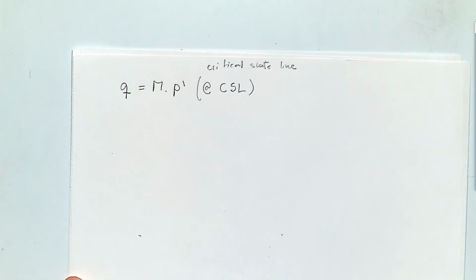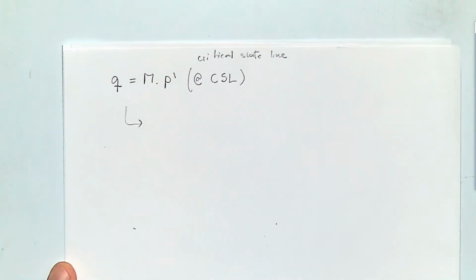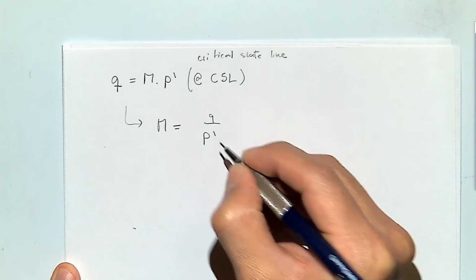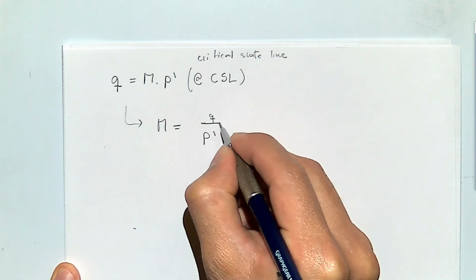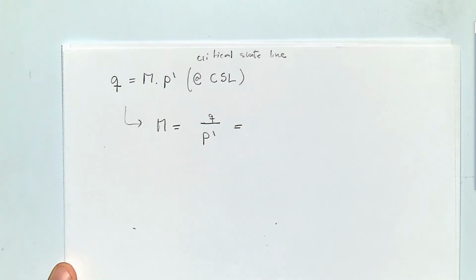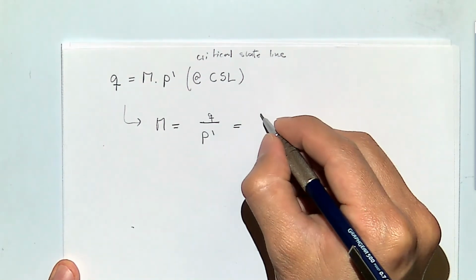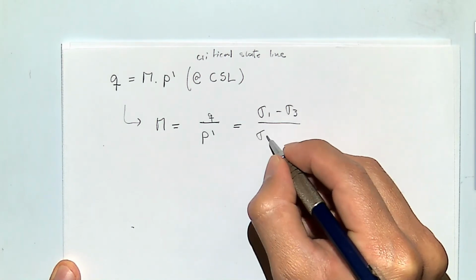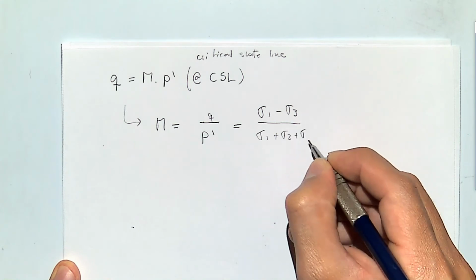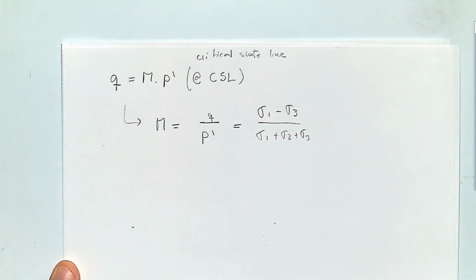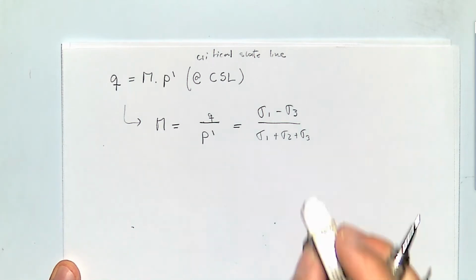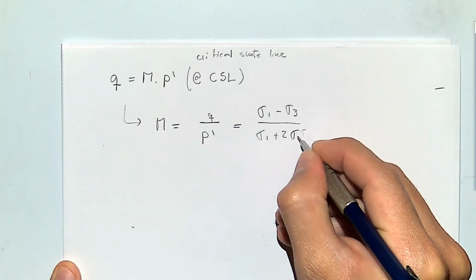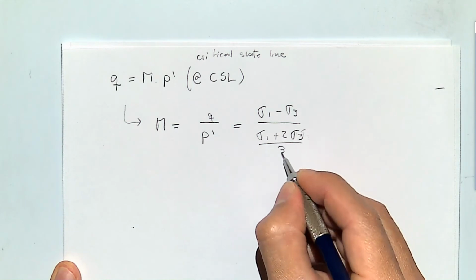All right. If this is the case, then let's try to see what are typical values of M. M is going to be equal to Q divided by P prime, and according to definitions of Q and P, Q is sigma 1 minus sigma 3, and P prime is sigma 1 plus sigma 2 plus sigma 3 divided by 3, right? But if you remember, for axisymmetric conditions, sigma 2 is equal to sigma 3. So this is just going to be 2 sigma 3s divided by 3.